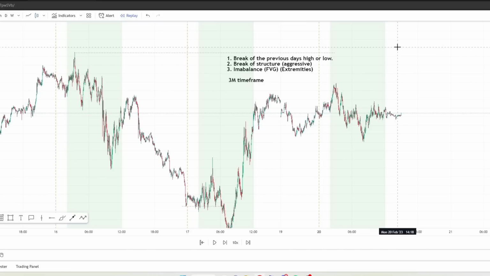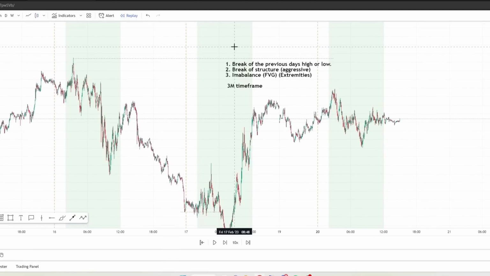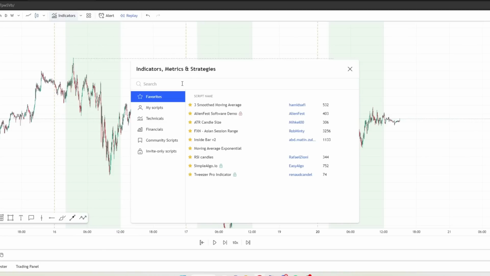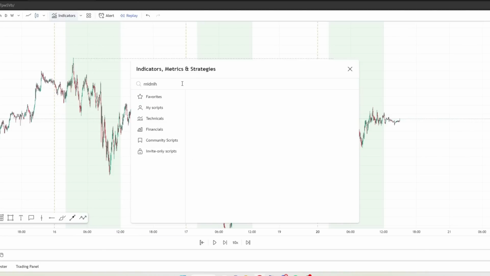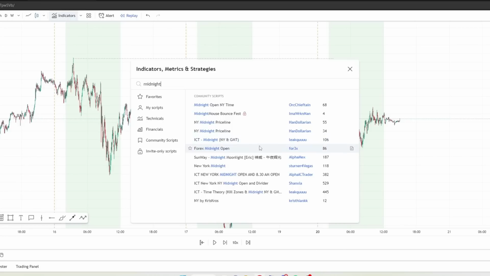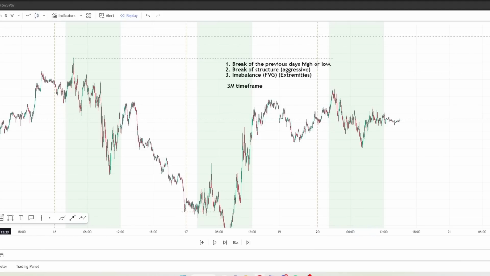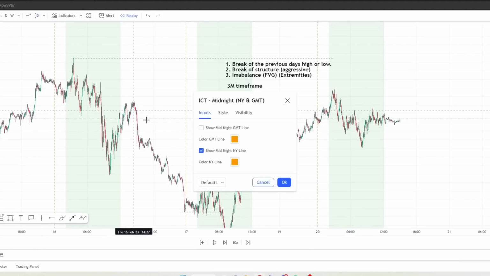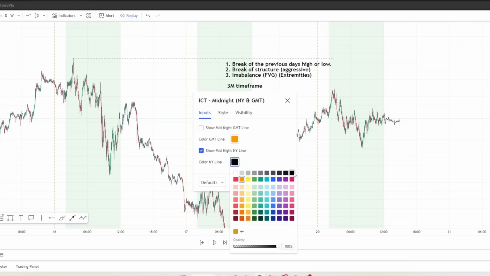So basically, we have three criteria for entry, and we need to use certain indicators. Okay, the first indicator you're going to need is the ICT midnight NY and GMT indicator. You can find that in indicators. You just look for midnight. Okay, and it is this one here by Liku, and you just click it onto your chart. I just have it set for the New York line, so you can untick this and you can make this whatever color you like.